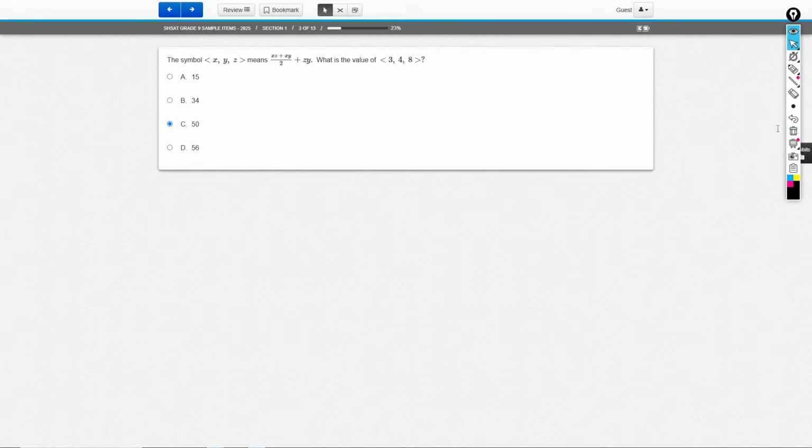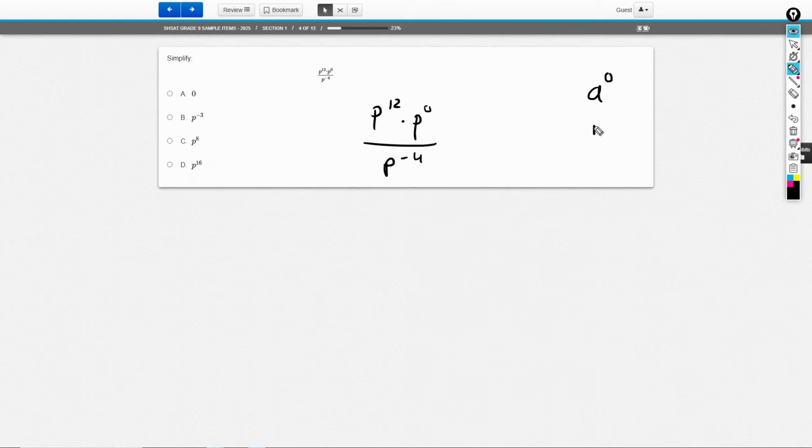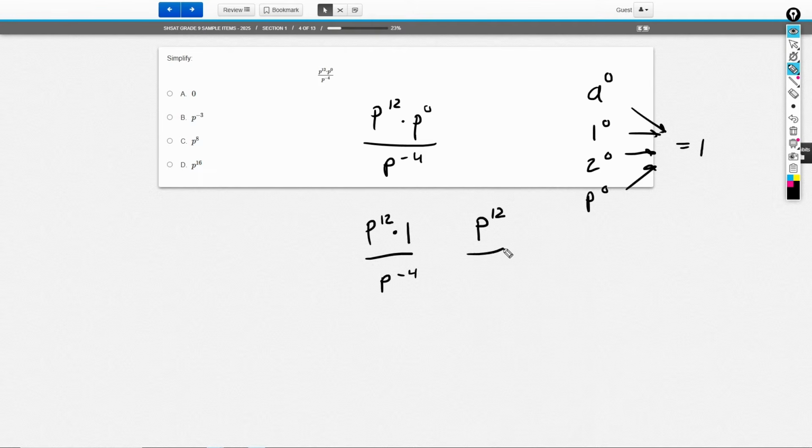All right, moving on. It asks us to simplify p to the power of 12 times p to the power of 0 over p to the power of negative 4. So over here, I know that whenever I have any number to the power of 0, for example, 1 to the power of 0, 2 to the power of 0, 8 to the power of 0, p to the power of 0, all of these are going to equal 1. Anything to the power of 0 is equal to 1, okay? So p to the power of 12 times p to the power of 0 is the same thing as saying p to the power of 12 times 1, or just p to the power of 12, because anything times 1 is itself, okay? That's a quick rule to save time.